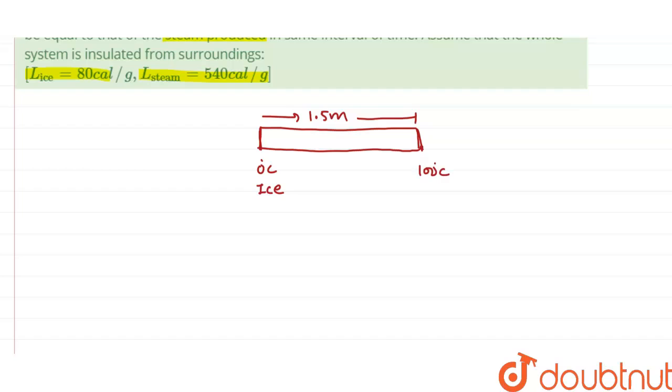Now in the question they are saying that we maintain a temperature 200. Suppose this is the point at which the temperature is 200 degrees centigrade, and the length from 100 degrees centigrade is x. The length from this point to the ice end will be 1.5 minus x. And we have to find out the length x. Now the heat transfer from this point to ice is suppose Q1, and the heat transfer to the water side is Q2.